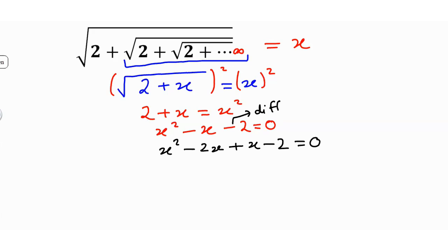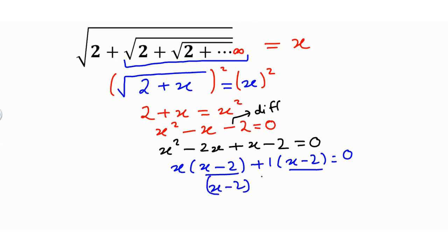We can take x common from the first two terms. We'll get x minus 2. And we can take 1 common from the next two terms. We'll get x minus 2 again equals 0. Both of these terms have x minus 2, so we can take that common. So we have x minus 2 multiplied by x plus 1 equals 0.